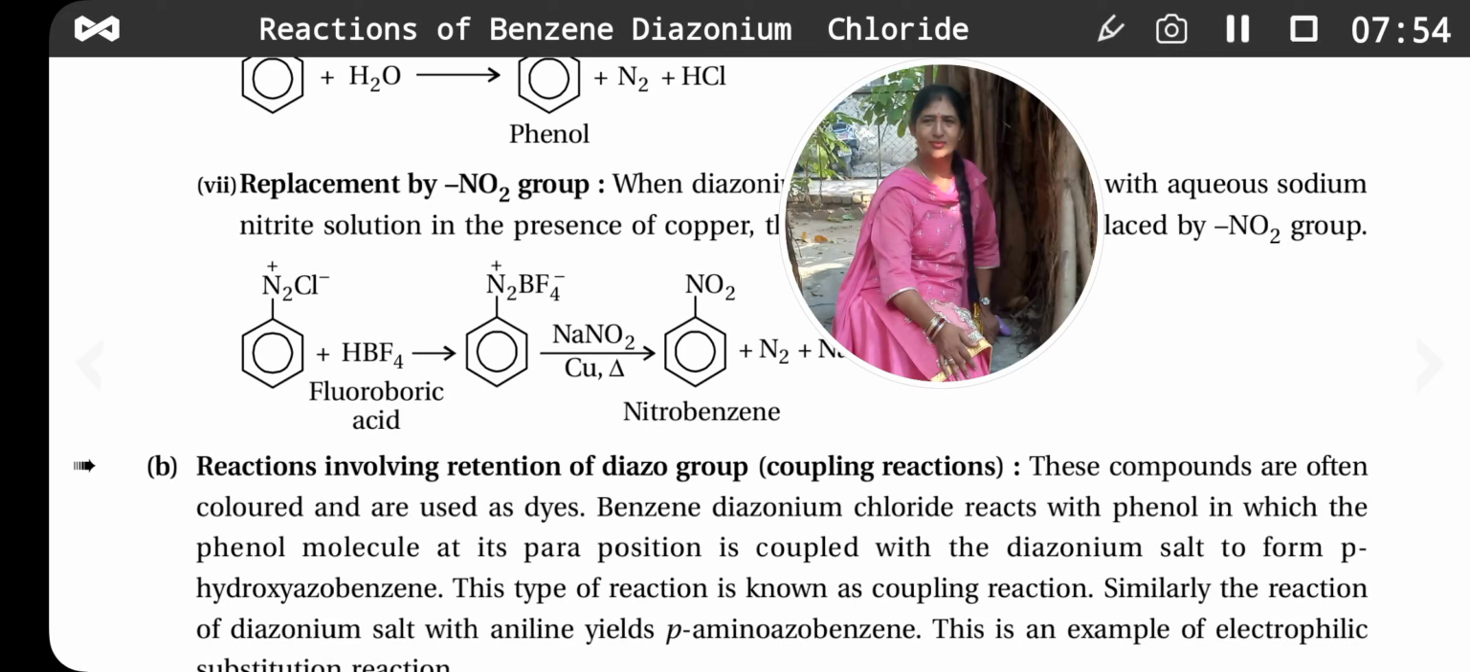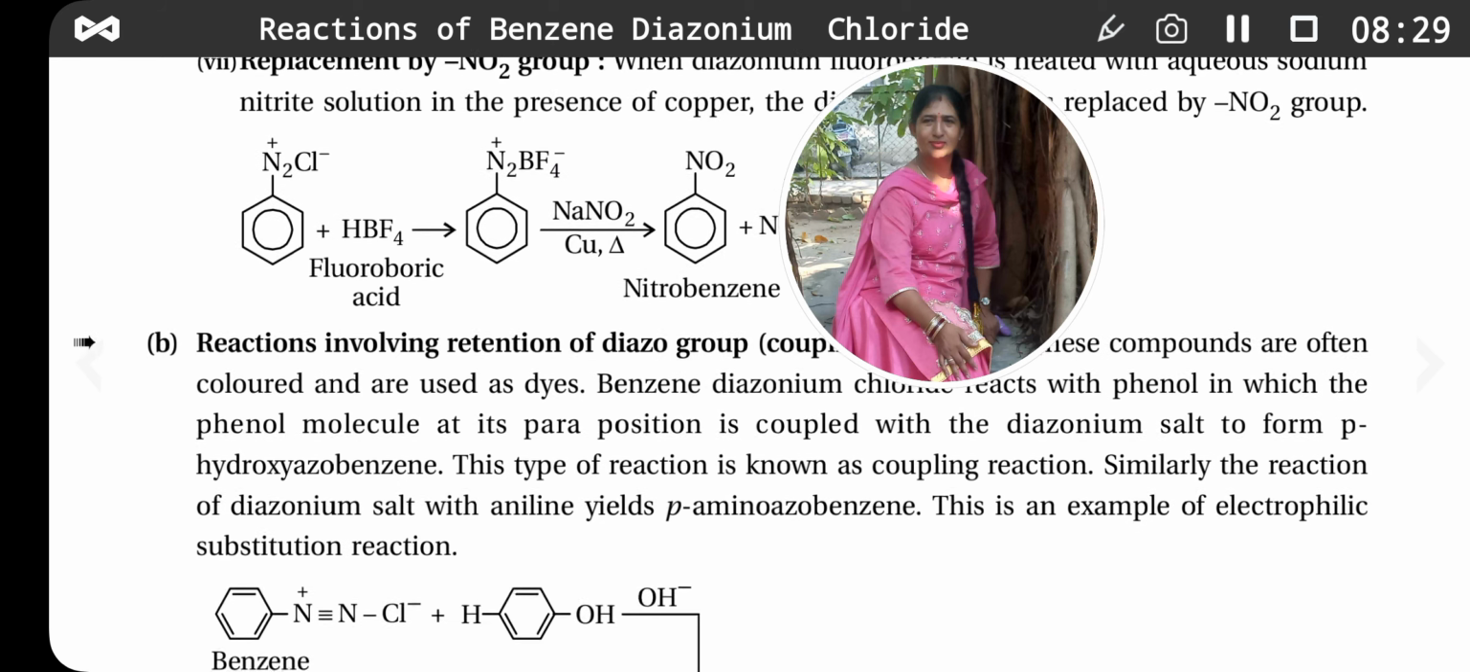Now another case where we are talking about reactions involving retention of the diazo group, जिसे आप coupling reaction भी कहते हैं. So here these compounds are often colored and are used as dyes. Benzene diazonium chloride reacts with phenol, in which the phenol molecule at its para position is coupled with the diazonium salt to form para hydroxyazobenzene. और इस तरह की reaction को we are saying it is a coupling reaction. This is known as your coupling reaction.